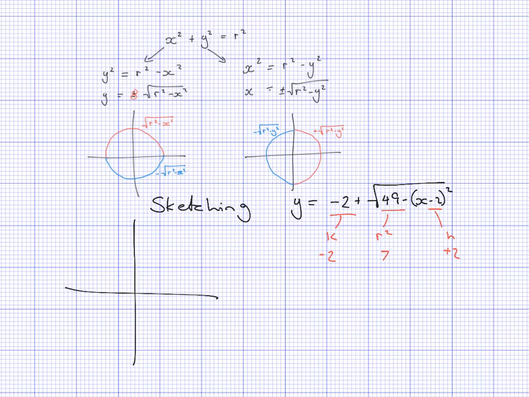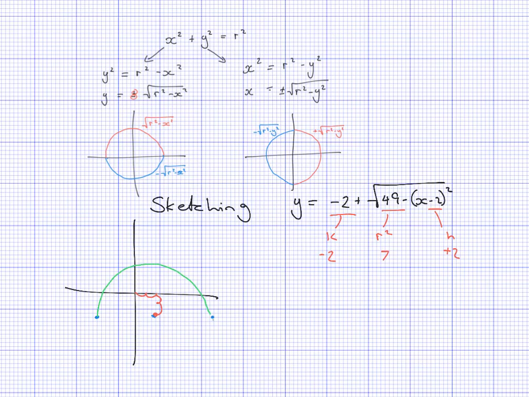We can put the center point at 2, negative 2, so 1, 2, 1, 2. So the center point is here. We have a radius of 7, so we can put the end points at 2 take away 7, so the end point is down here at minus 5, 2 plus 7, so the end point is up here at 9. And then the other thing we can do is do a quick sketch of the semicircle like so.